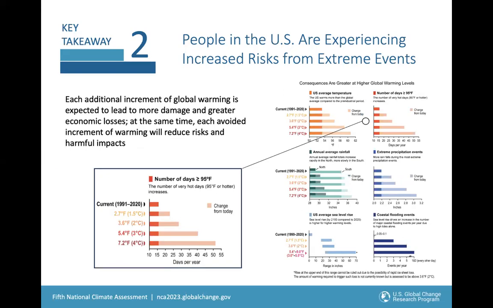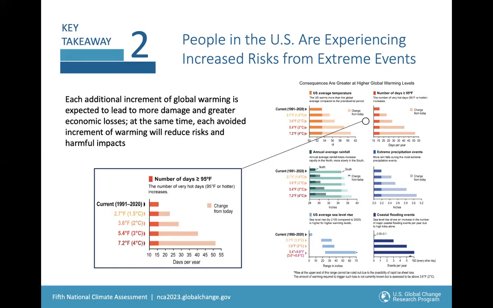So we know that the more the planet warms, the greater the impacts, greater the risks from sea level rise, intensifying extreme events, and other harmful impacts, some of which are shown in the figure here for the US under different levels of future warming. And we also know that the US is warming faster than the global average.